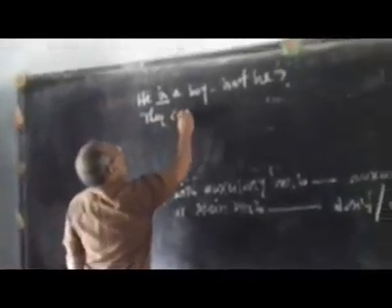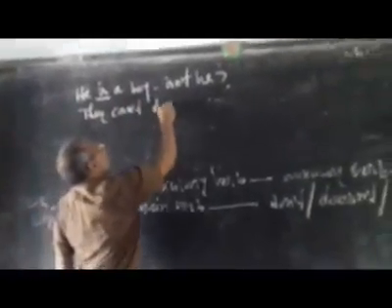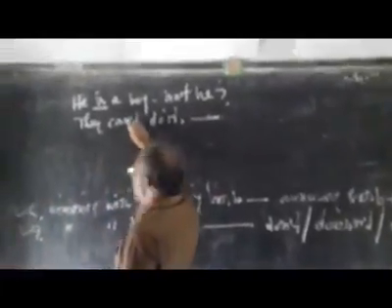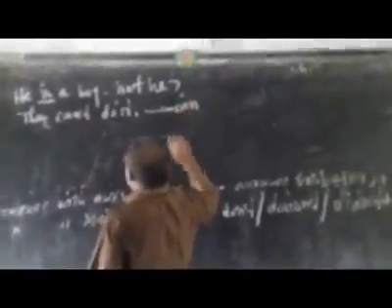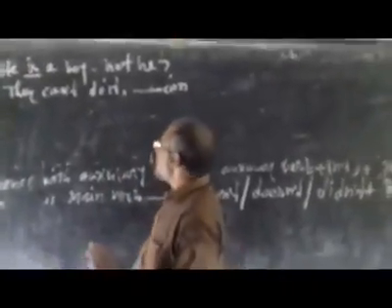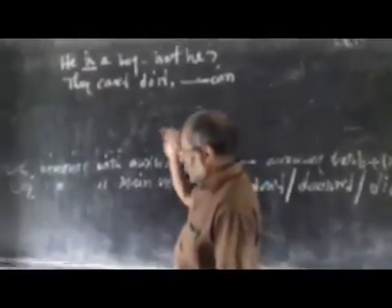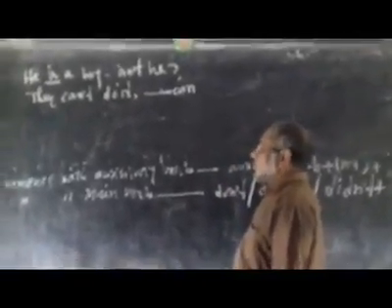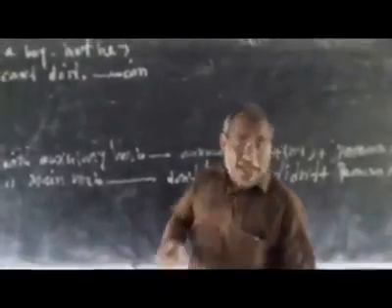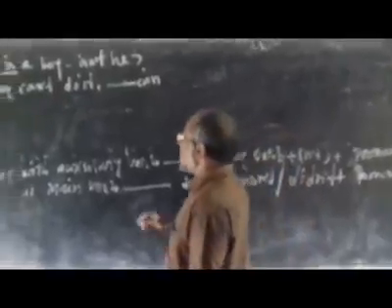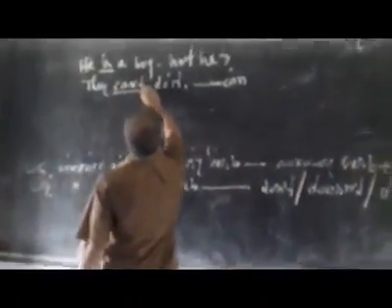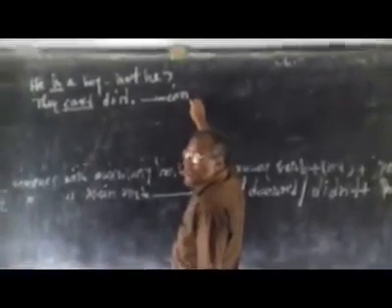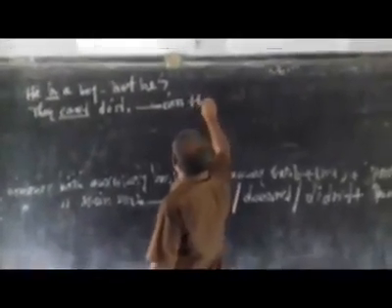Then, they can't do it. What will be the question? Here the auxiliary verb is can. And I have discussed this for numbers 6 and 7. If the statement is affirmative, the question will be negative. And if the statement is negative, the question will be affirmative. In this case, the statement is negative, so the question will be affirmative. So not will not be used: can they?